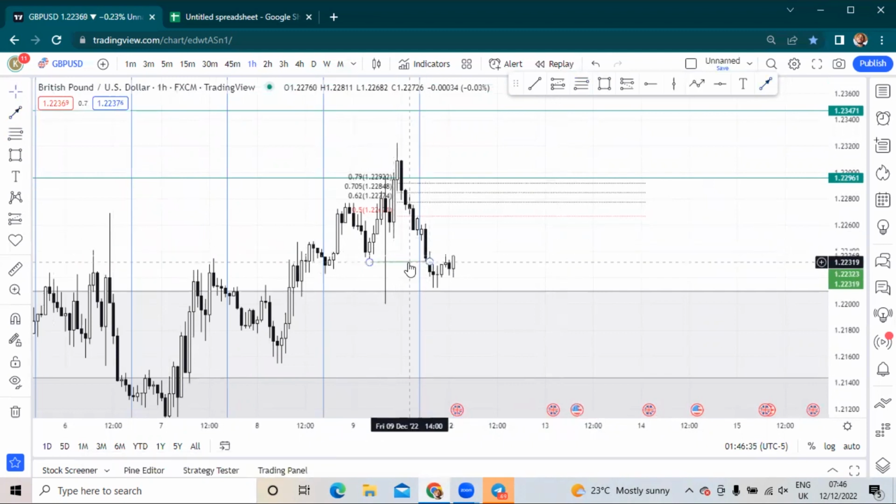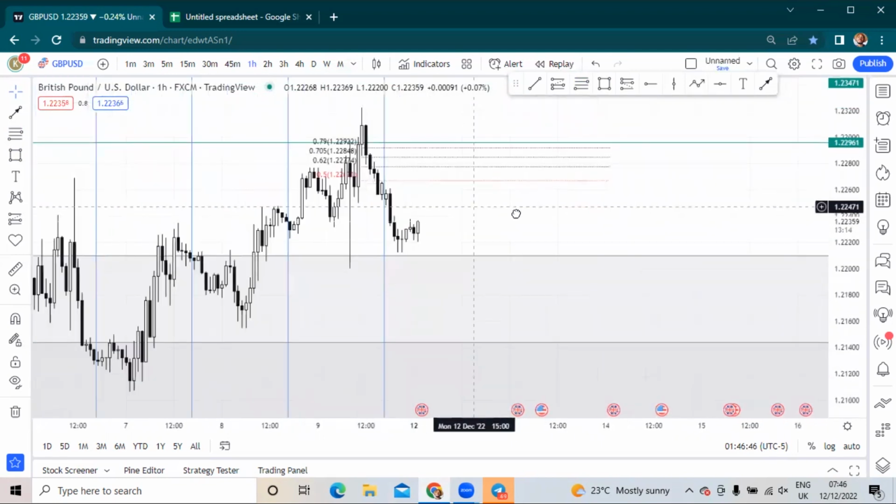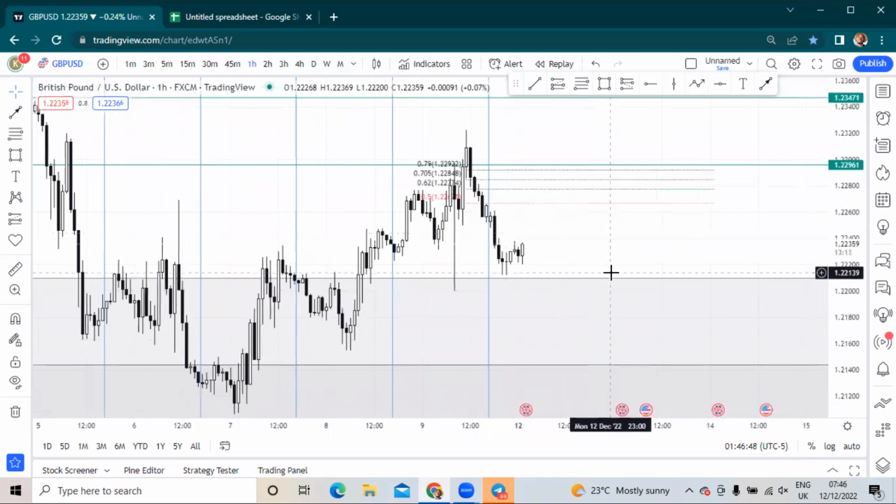Okay, so it's not going to be useful. So drawing my fib from top to down, from Friday's high to current low is just the best option. And where are we right now?